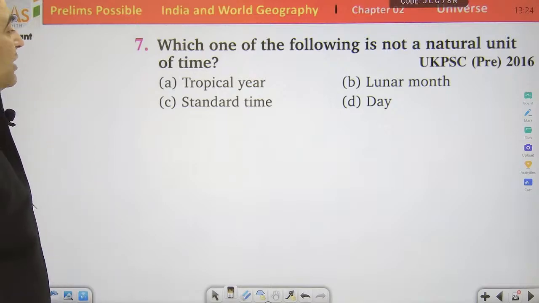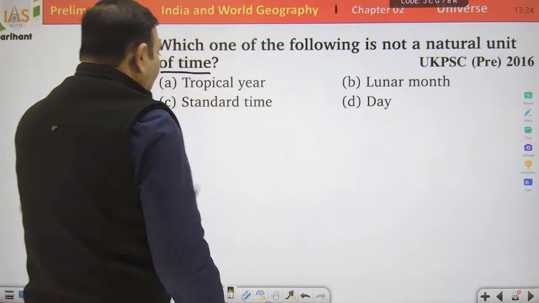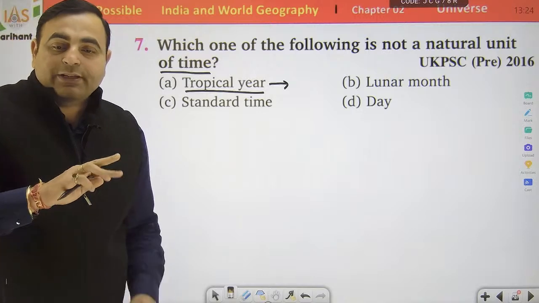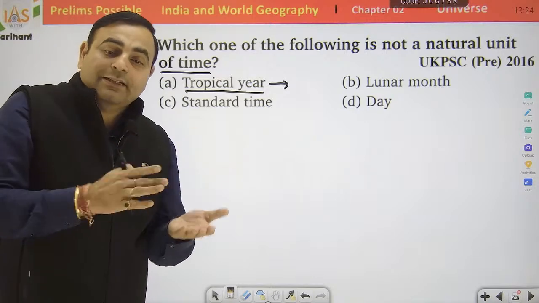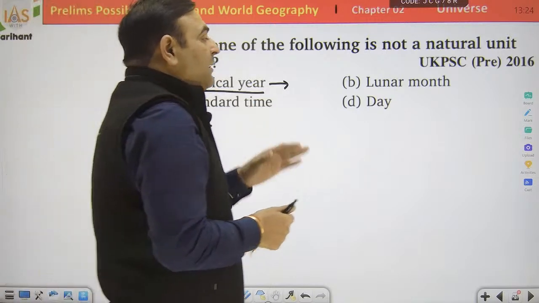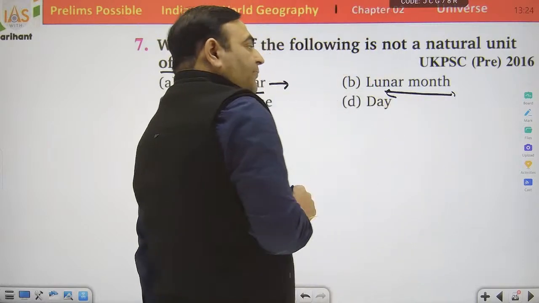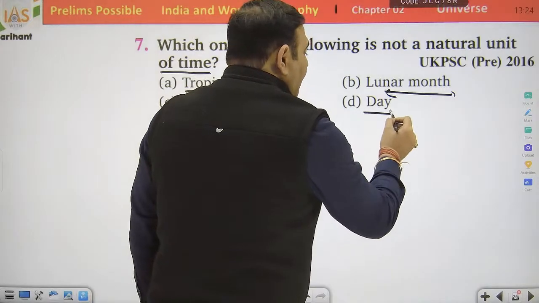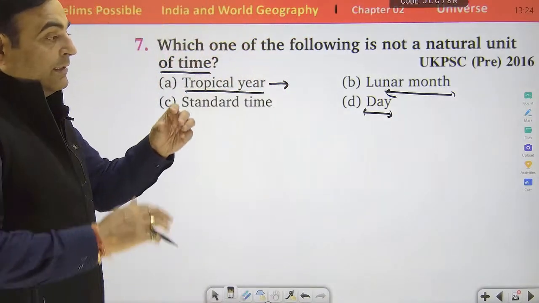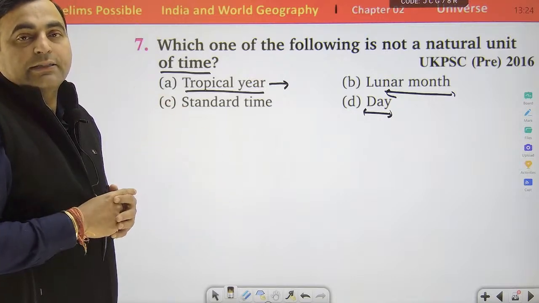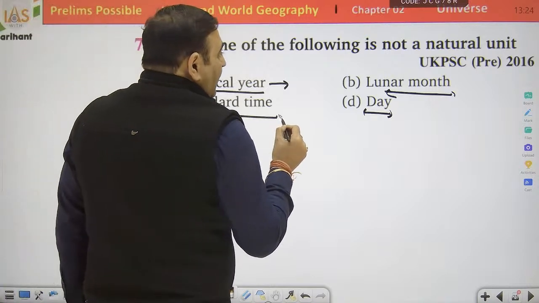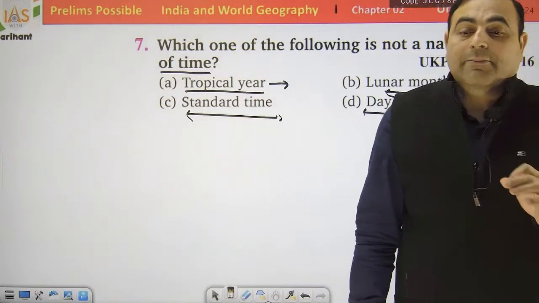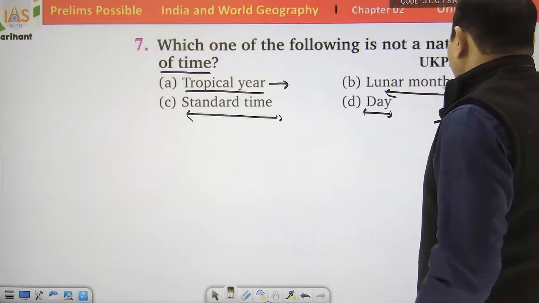Which of the following is not a natural unit of time? Very important. Tropical year is the duration between two solstices, summer and winter solstice. Lunar month is defined by the movement of the moon. Day is defined by the rotation of the earth with respect to the sun. Standard time is not a natural unit of time. Standard time is a periodic calculation of time. It is not a natural unit.